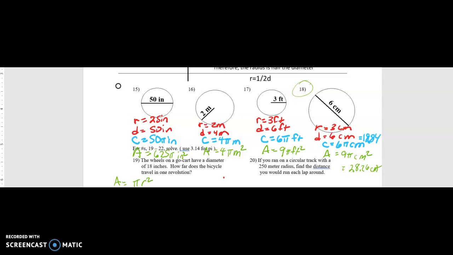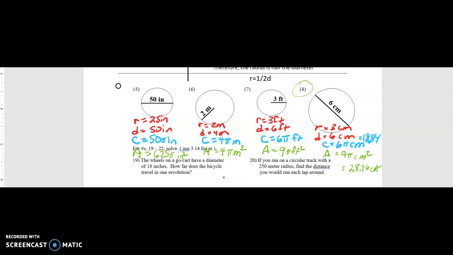Now, there are a couple of application problems where we have to decide: is this question asking me a circumference question or an area question? If you look at 19, the wheels on a go-kart have a diameter of 18 inches. How far does a bicycle travel in one revolution? That's looking at the outside of that bike tire, or the wheel on the go-kart. So that's a circumference question. You would just figure out the circumference of a circle with a diameter of 18 inches.